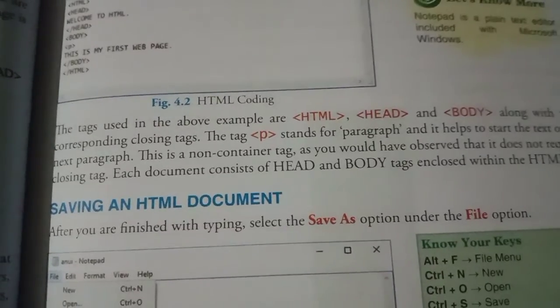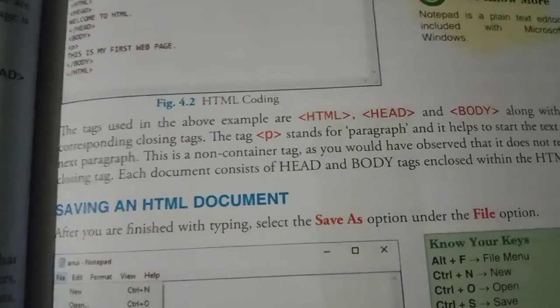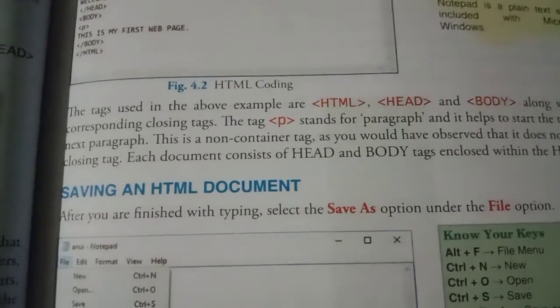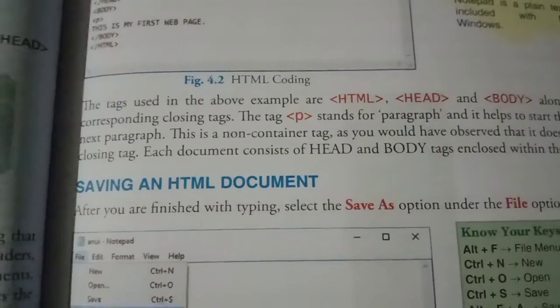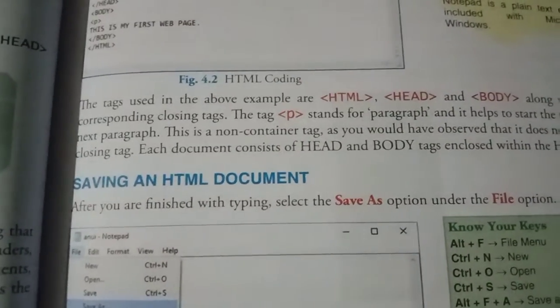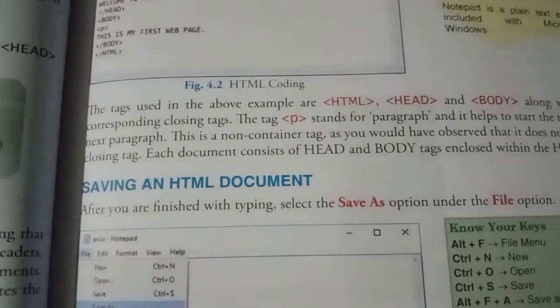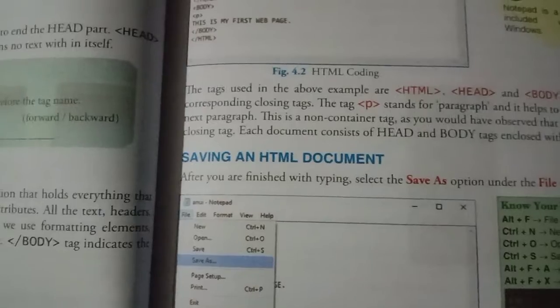In the body tag, we use formatting elements, images, headings, lists, etc. to enhance the appearance of the web page. It means we are going to modify the web page. The closing body tag indicates the end of the body, and after that we end the body part.